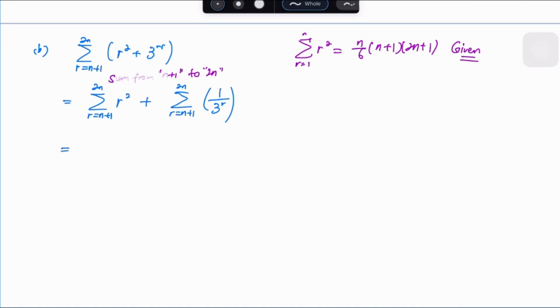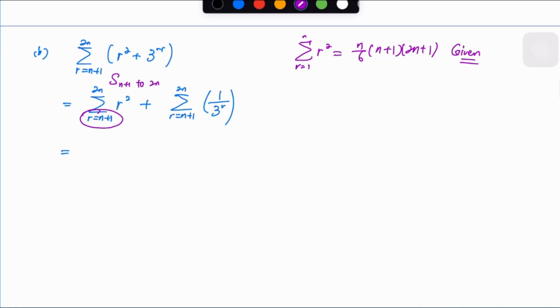So technically speaking, I will change this. If I want to make use of r equals 1, because of the identity given over here, r must start with 1, correct? So I need to change this side to 1 also, and I can borrow it like this: sum of 2n minus sum of n plus 1 minus 1.